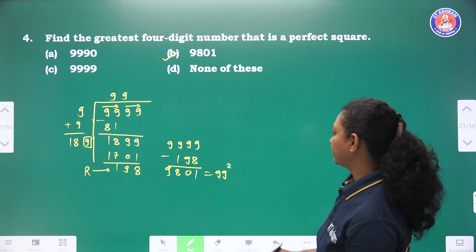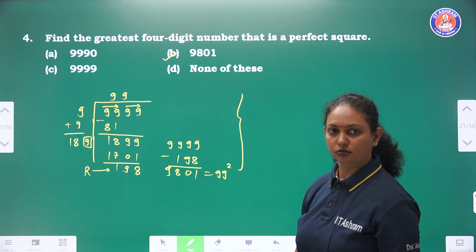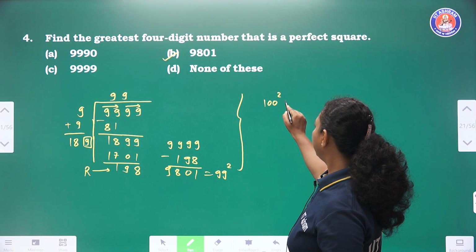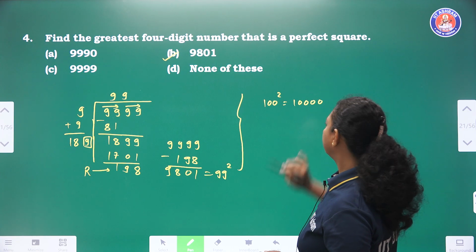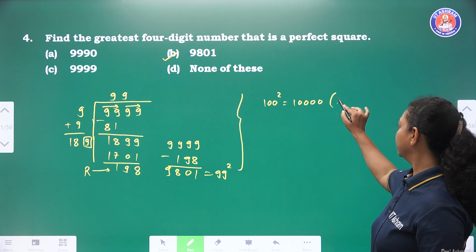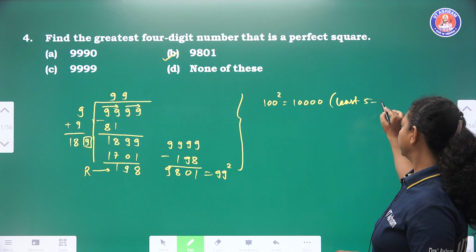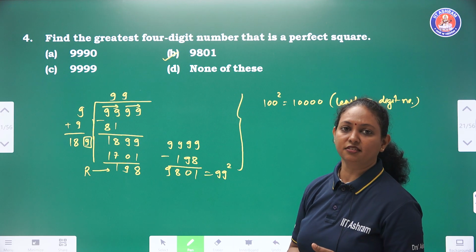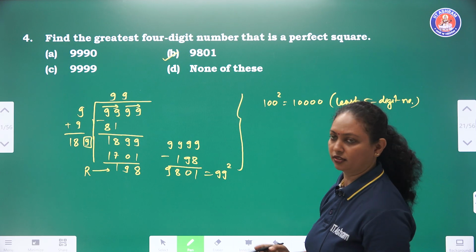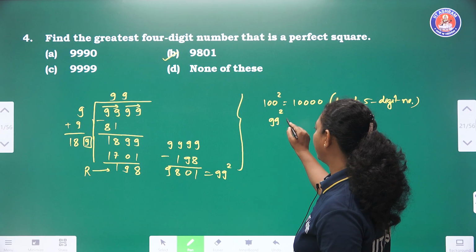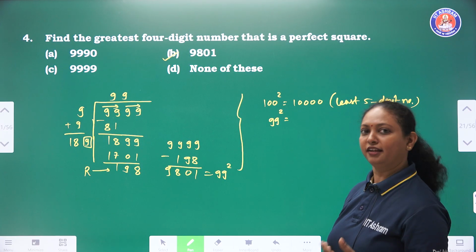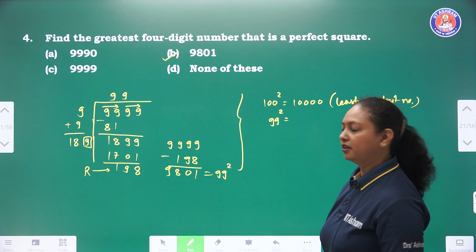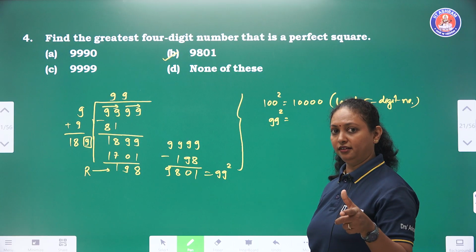Now the next is, this method we don't have to use, it is time consuming. So how do we get the answer? The next way is that we know that 100 square, that is 10,000, is the least 5-digit number. Then obviously the previous number, or the predecessor, is 99. So obviously 99 square is the greatest 4-digit number. So directly find 99 square. You can use the column method or you can do mental maths.